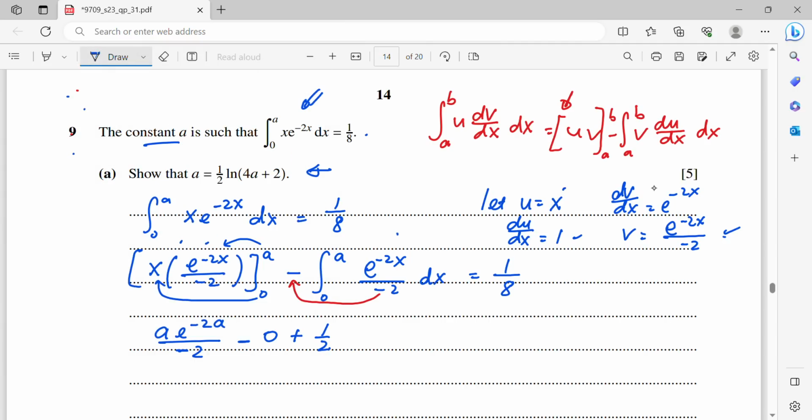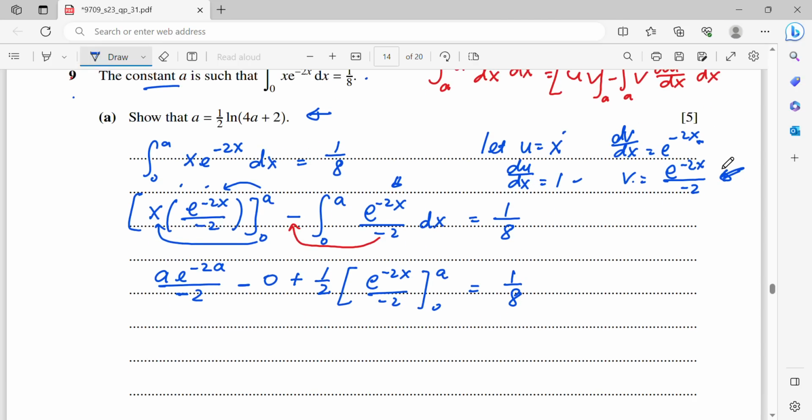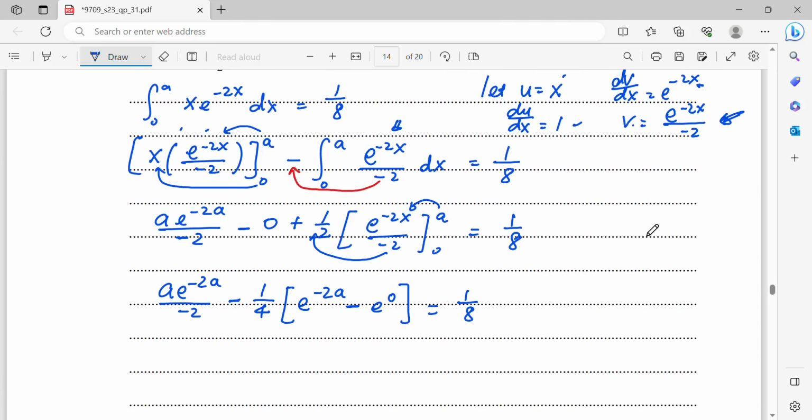Then left the integration of e negative 2x. So integration of e negative 2x, which is our dv dx. So when integrate, that is our v. Then I will get e negative 2x over negative 2, from 0 to a, that equals to 1 over 8. Right? So now, the first term, rewrite a e negative 2a over negative 2. This negative 2 move out, becomes negative half. Negative 1 over 4. Sorry, negative 1 over 4. And then I will replace my x by a now. So I will get e negative 2a minus e0 equals to 1 over 8. So e0 is 1. Okay, so from here I'm getting e negative 2a over negative 2 minus 1 over 4 e2a.